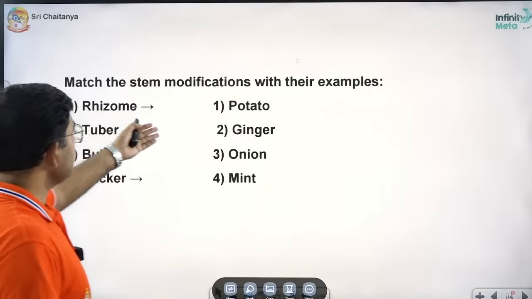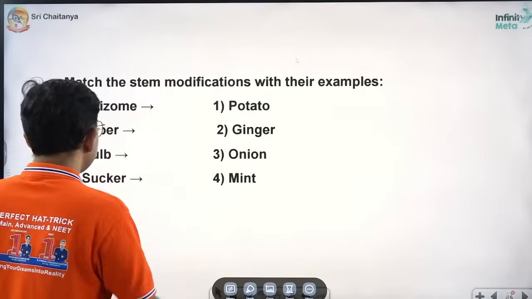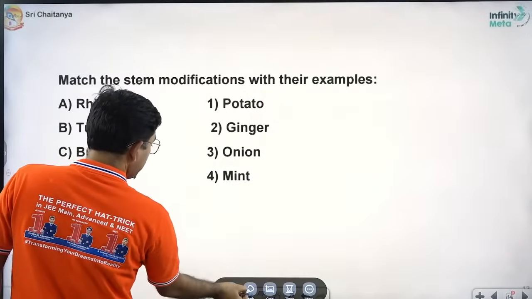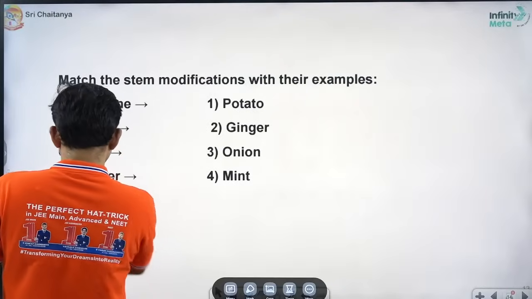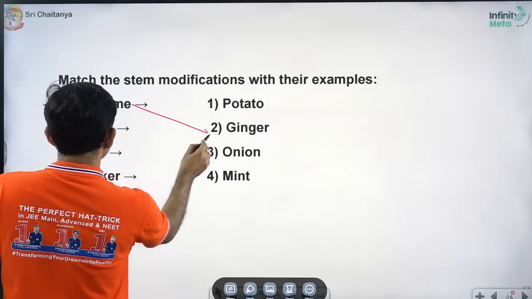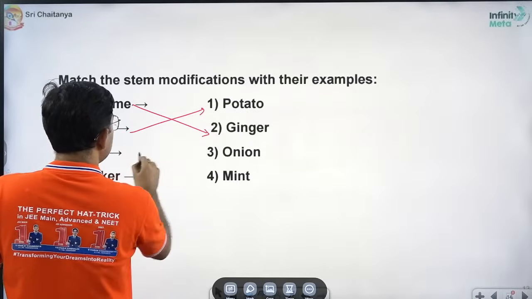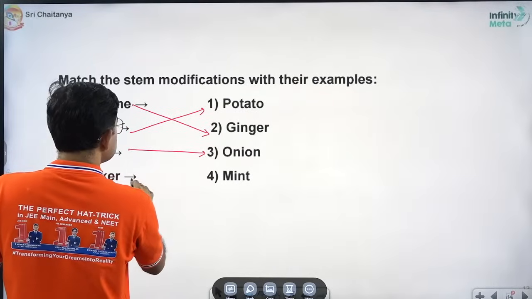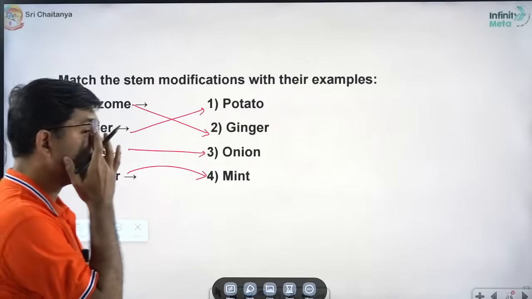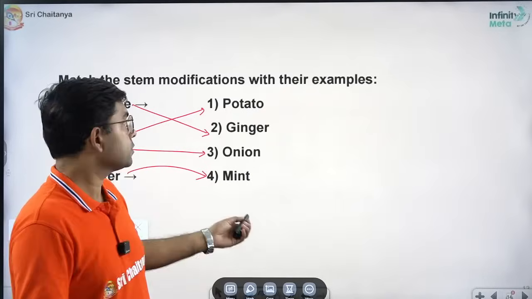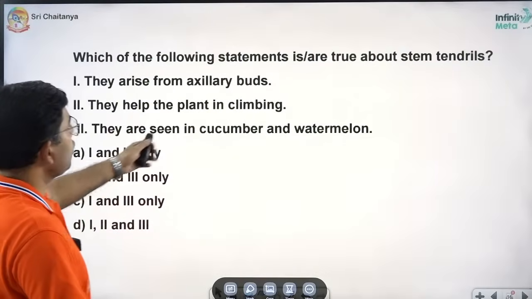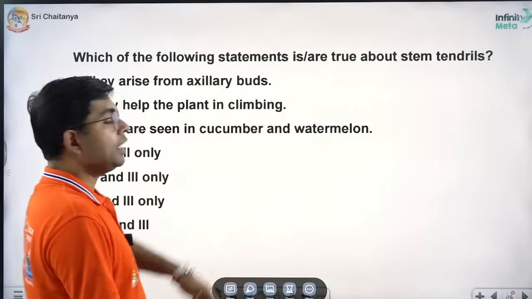Match the stem modification with their example. First, rhizome. So rhizome here is ginger, tuber, potato, bulb, onion, sucker, mint. So this is the correct explanation. These are the stem modifications.